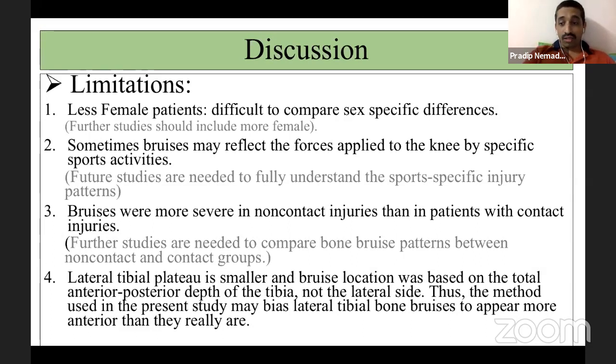So again, that is a little bit of a thing that one needs to look at. And the lateral tibial plateau is smaller, and bruise location was based on total anteroposterior depth, not only on the lateral side. So that is again a mathematical flaw which they have admitted.